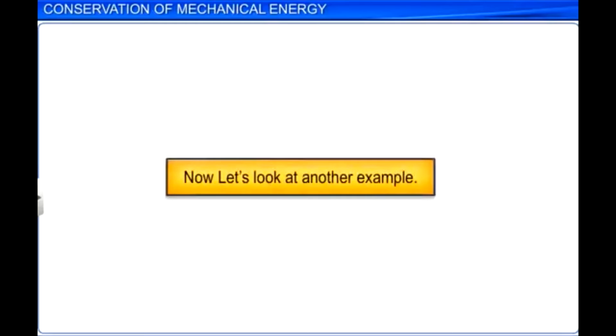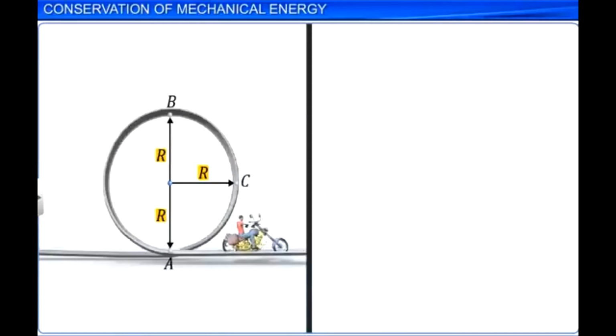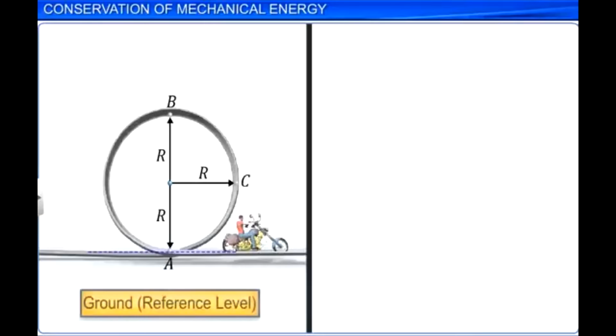Now let's look at another example. The individual on the bike shown revolves in a vertical circle of radius r. The individual along with his bike is considered to be a system. We assume that the potential energy is only due to gravitational force, and we take ground level as the reference level.